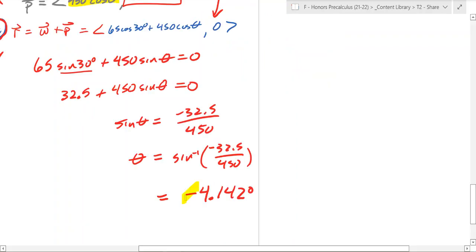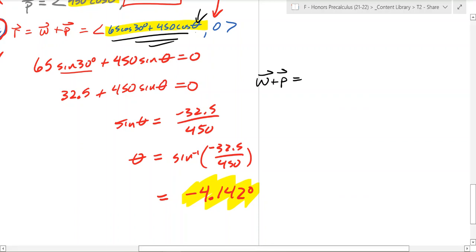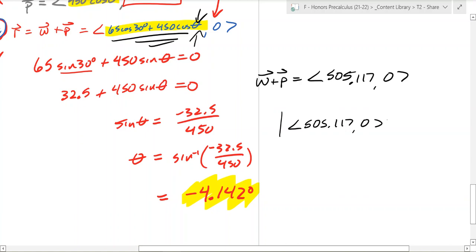What we do know, though, is that the angle is this, so we can put it into this part right here. So we know that W plus P is going to equal, you plug into this right there, negative 4.142. So you plug it in right there, and when you do this out on your calculator, you end up with 505.117, because it's going east at 0. So what that means is the magnitude of this vector, you can square it and take the square root, but it's just going to be 505.117.